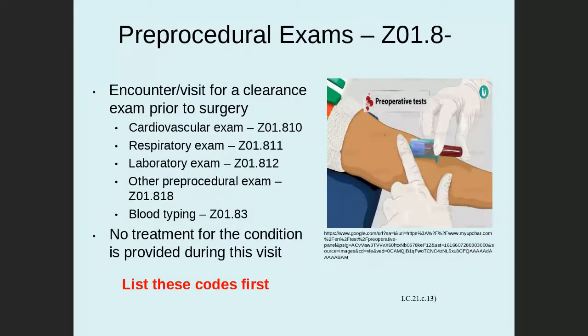Codes in category Z01, encounter for other special exams without complaint, suspect, reported diagnosis, are always listed first. Codes for pre-procedural exams, Z01.8, are used to indicate a patient will be having surgery. The surgeon has requested clearance for the patient, a check to make sure there are no potential problems, and the patient will be okay to have the surgery.